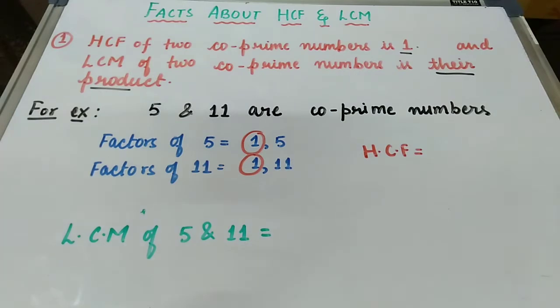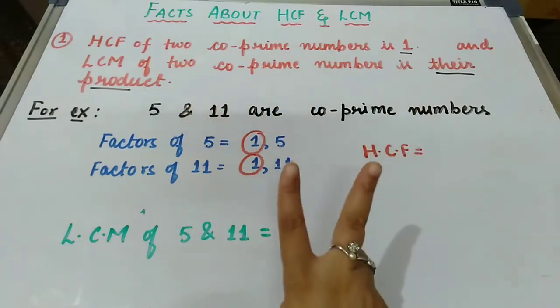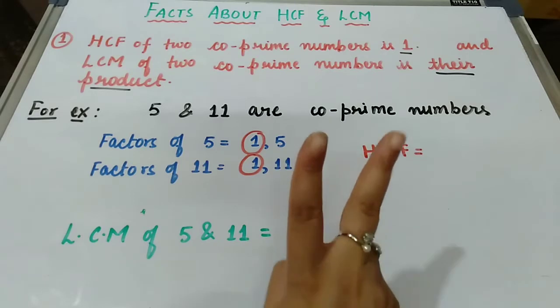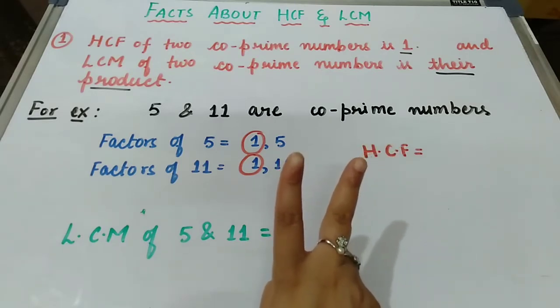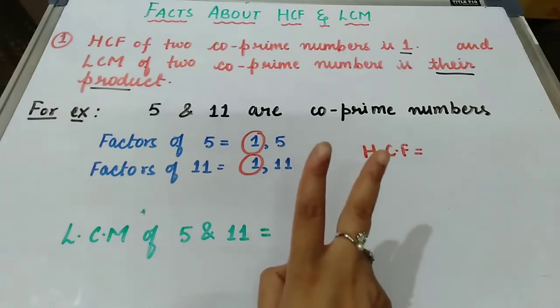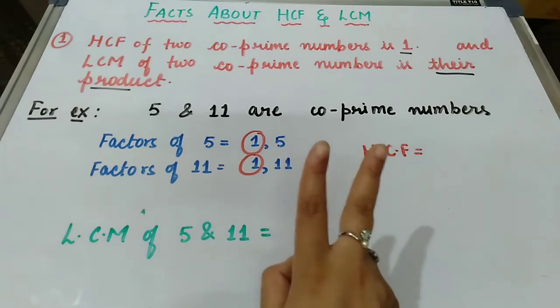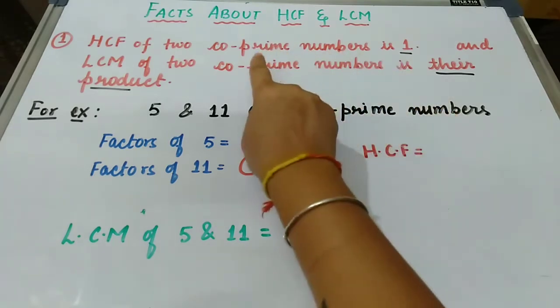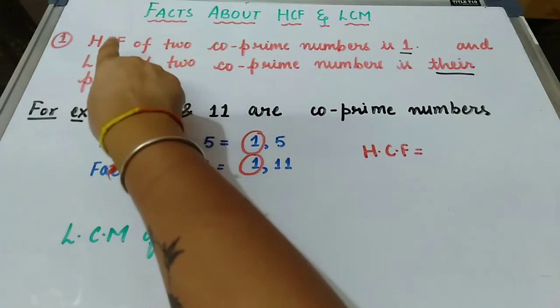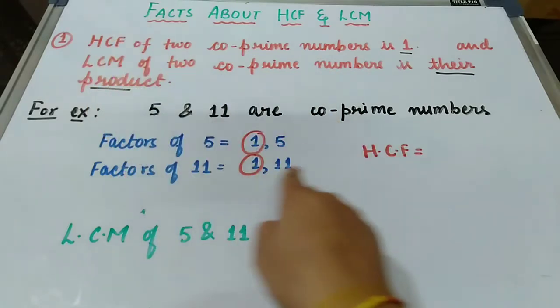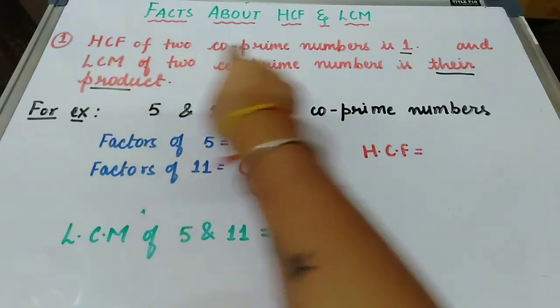So if there are two co-prime numbers, now what are co-prime numbers? Those have only 1 as their common factor. Those numbers having 1 as their common factor are co-prime numbers. Okay, now they will always have HCF as 1. Now let us see the example first about this fact.